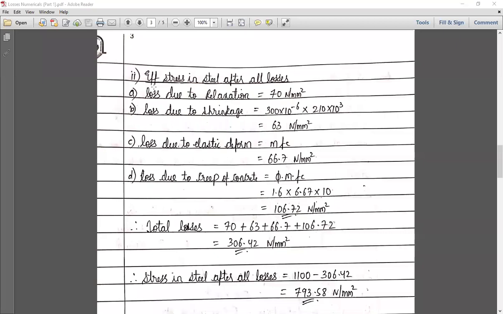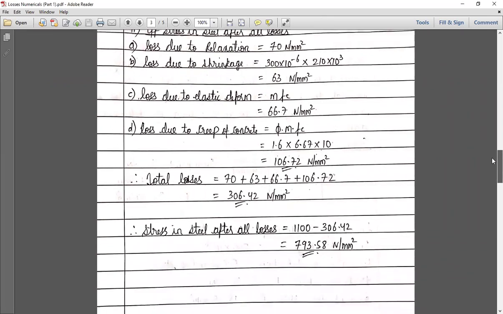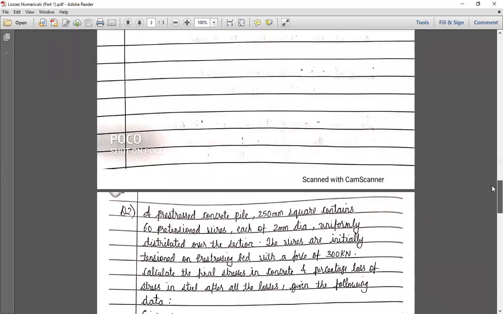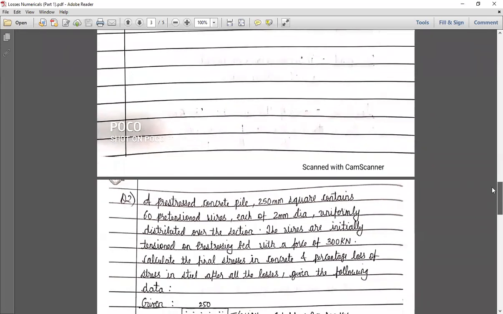Yes, okay, sir. So I hope this is clear to everyone. So now, shall we go for the next numerical, or do you want to make a note of this? Okay, so what we'll do first, we'll go for the next numerical and then I will give you some time. Okay, so now let us look at the next numerical.